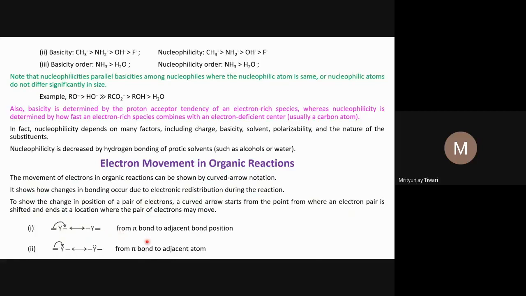Now, what we see is that one type of electron movement is pi bond to adjacent bond position. So pi bond to adjacent bond position means the pi bond is shifted to the adjacent bond position. So this is one type of electron movement. Another type of electron movement is when the pi bond moves to the adjacent atom, the bonded atom. So this bonded atom will obtain one extra electron, beyond the one it already had with the pairing.